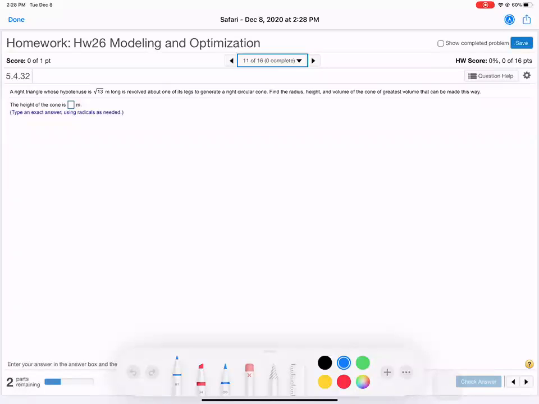Okay, so this is homework number 26, question number 11. A right triangle whose hypotenuse is square root of 13 meters long is revolved around one of its legs to generate a right circular cone. So we look at a triangle, and we're going to revolve it around one of its legs, and it's going to make a cone here.